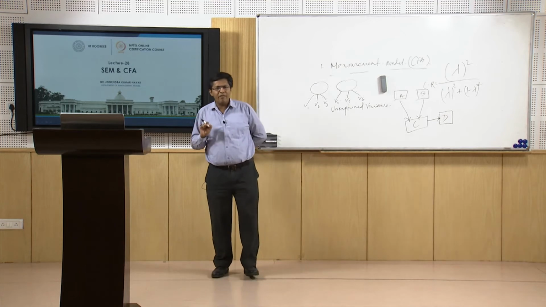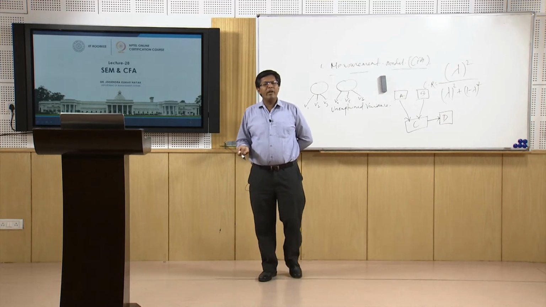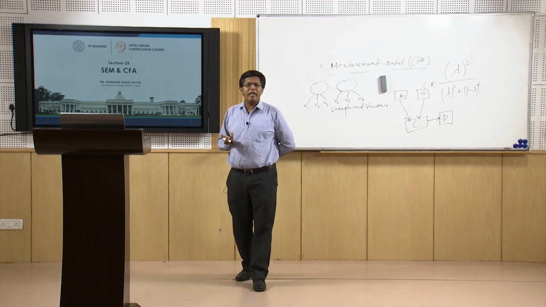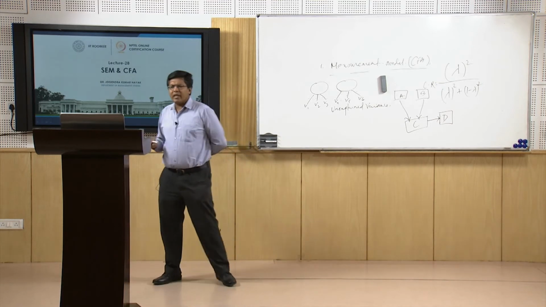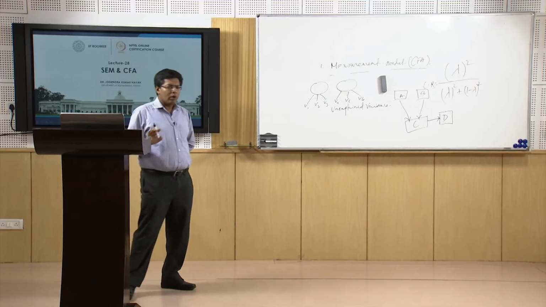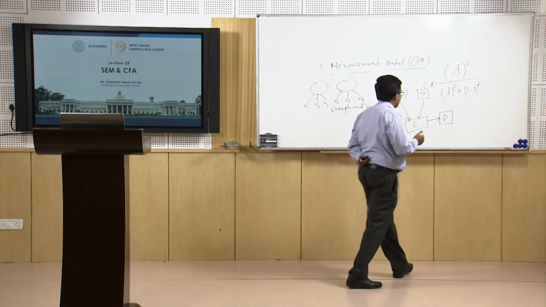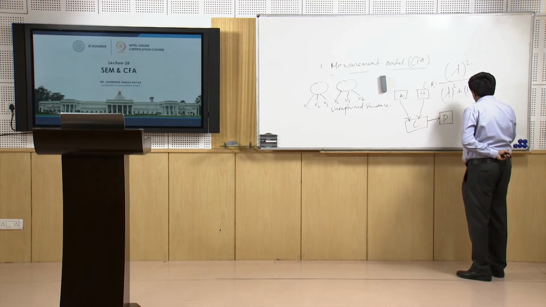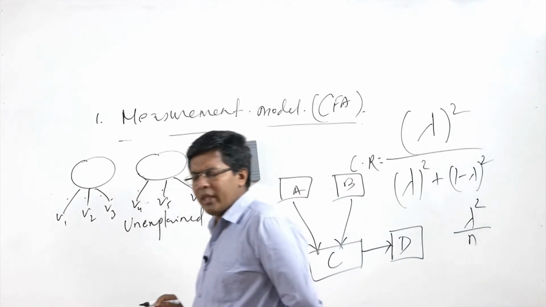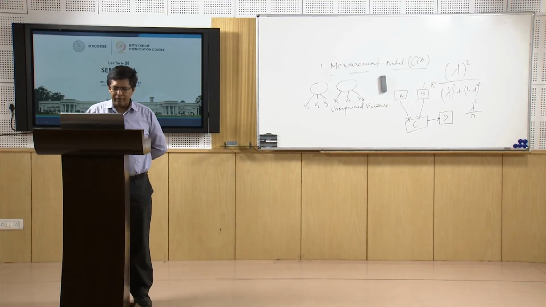If the loading is 0.5, what does it mean? If my correlation is 0.5, I am explaining 25%. If it is 0.7, I am explaining almost 50%. The average variance extracted should be 0.5 or greater to suggest adequate convergent validity. The AVE, which is lambda squared divided by n basically, should be more than 0.5 when you compute it.